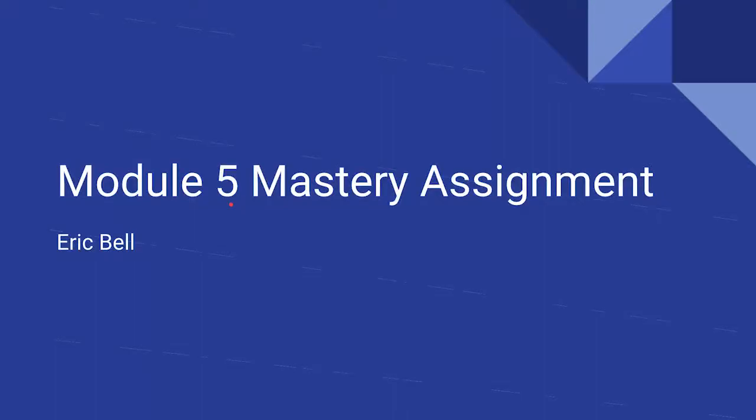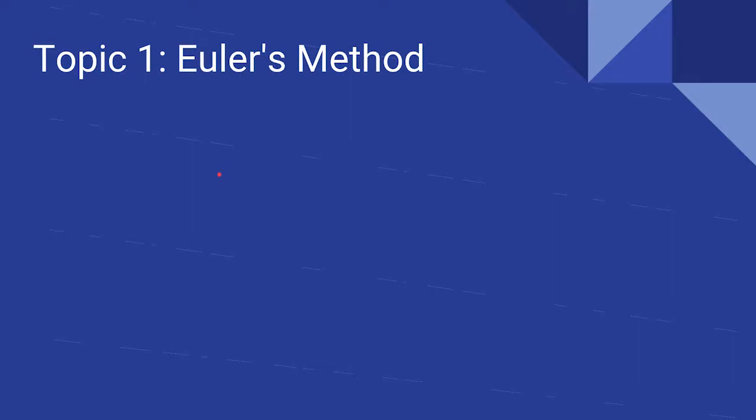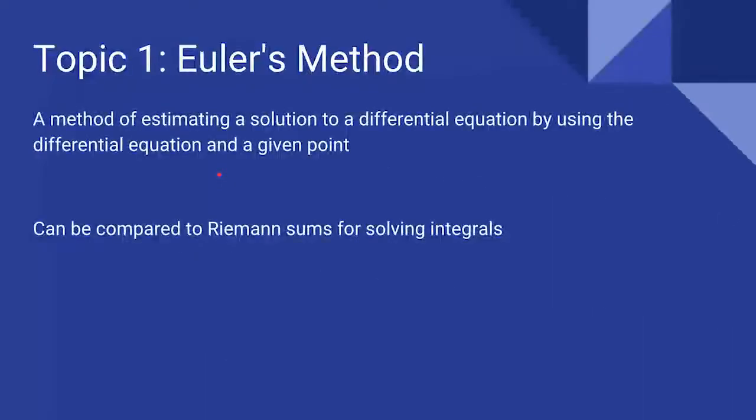Here's my Module 5 mastery assignment. First topic is Euler's method. It's a method of estimating a solution to a differential equation by using the differential equation and a given point. I like to compare it to a Riemann sum, where you're moving along an interval and then getting a number.